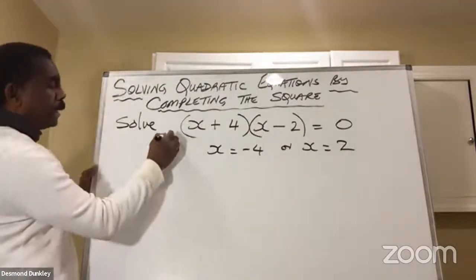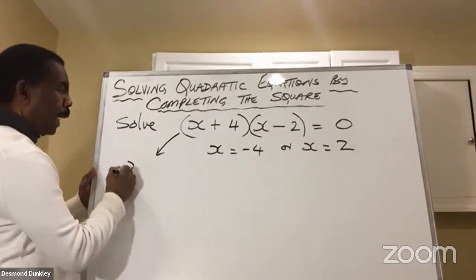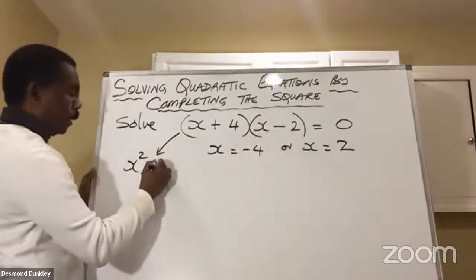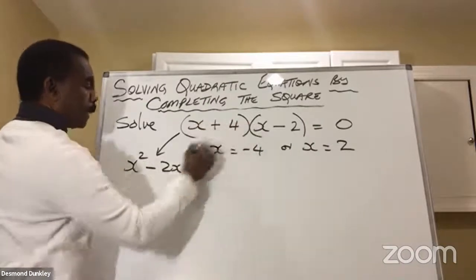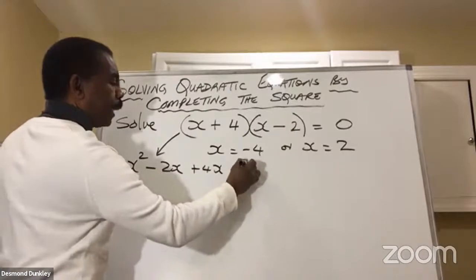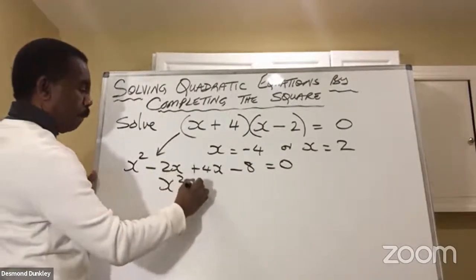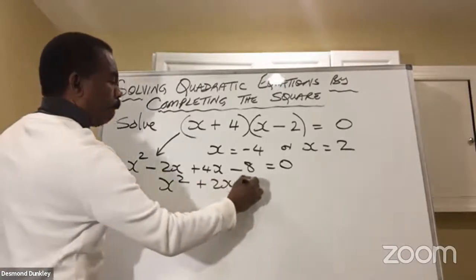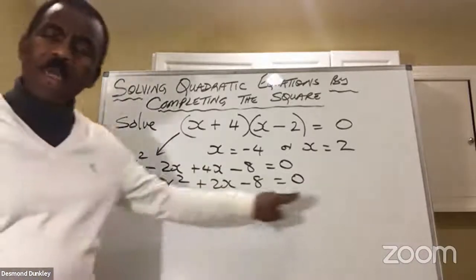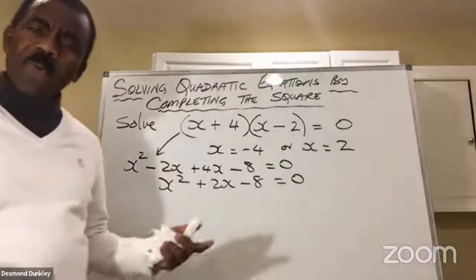And we're going to check it out and say, okay, what is that when we expand it? It's going to be x squared, x times x is x squared, x times negative 2, negative 2x, 4 times x, 4x, 4 times negative 2, negative 8. So now we have x squared plus 2x minus 8 equal to 0. So now we want to solve this equation using completing the square. How do we do that?